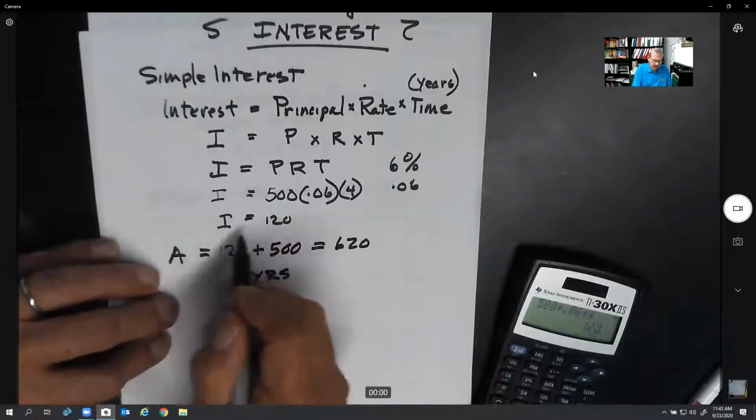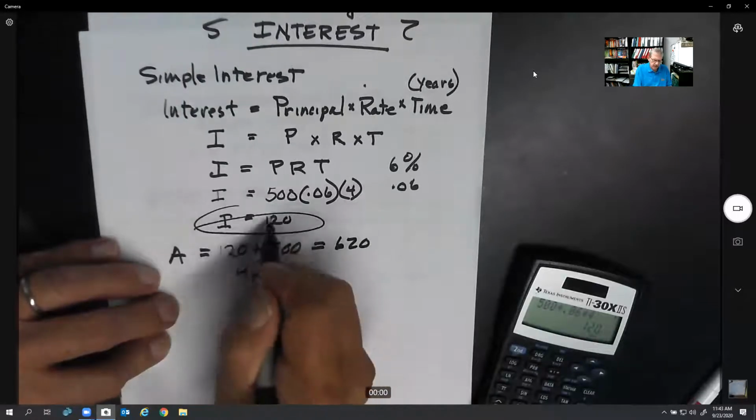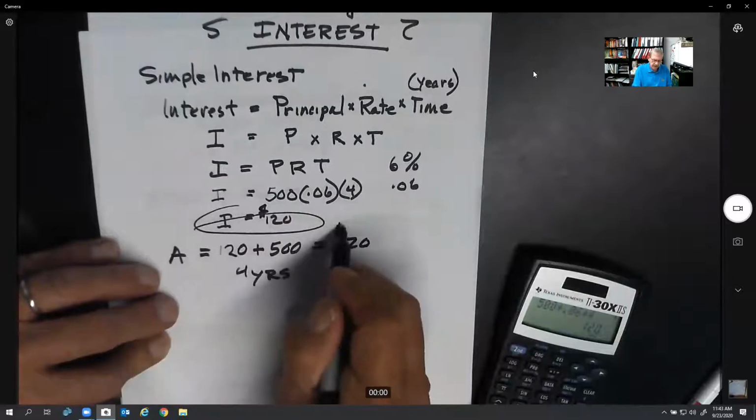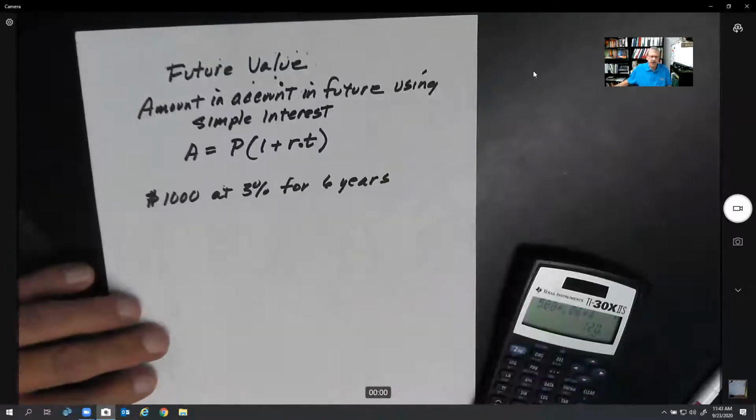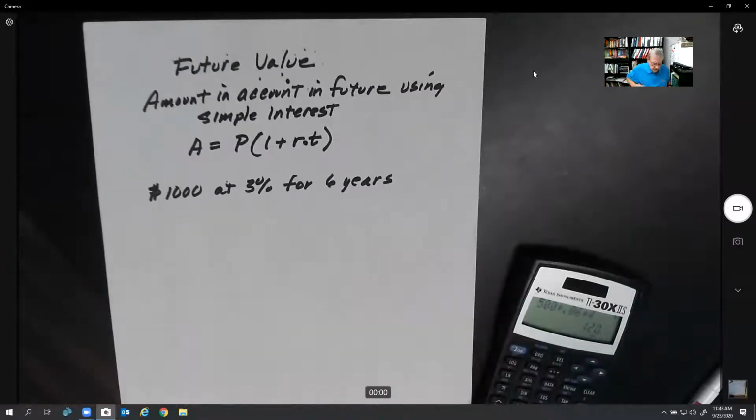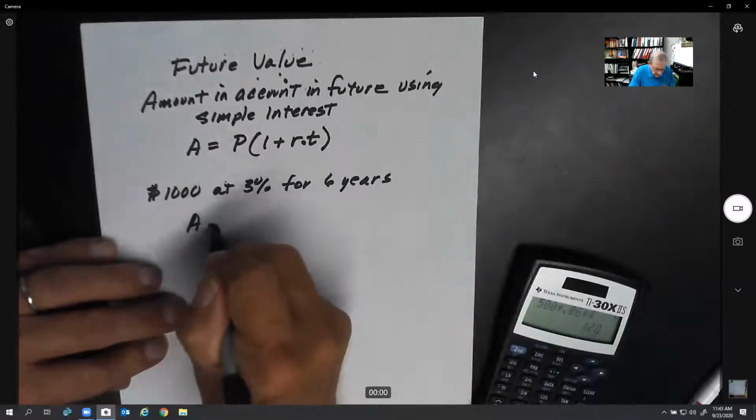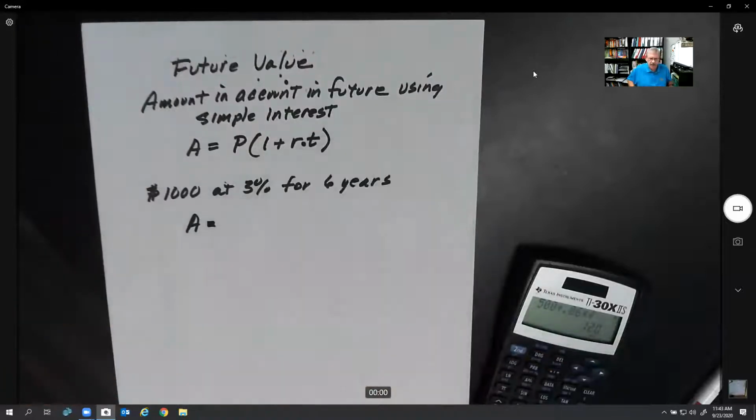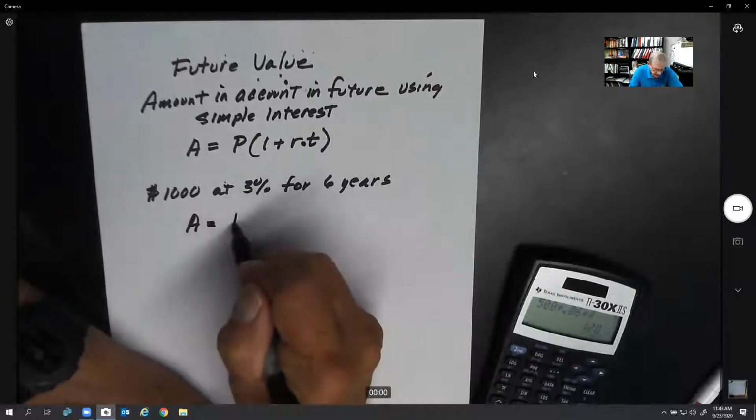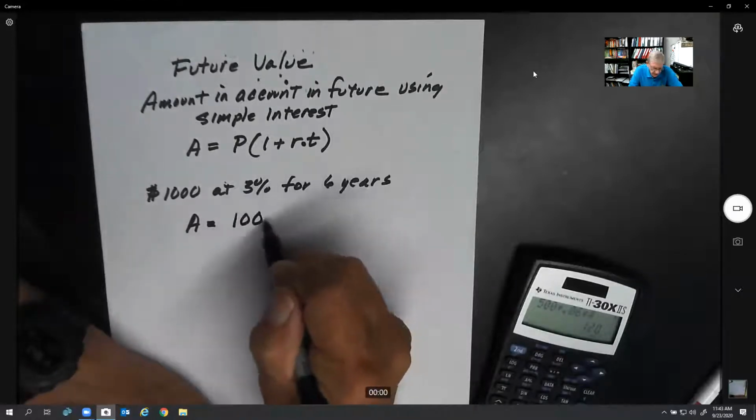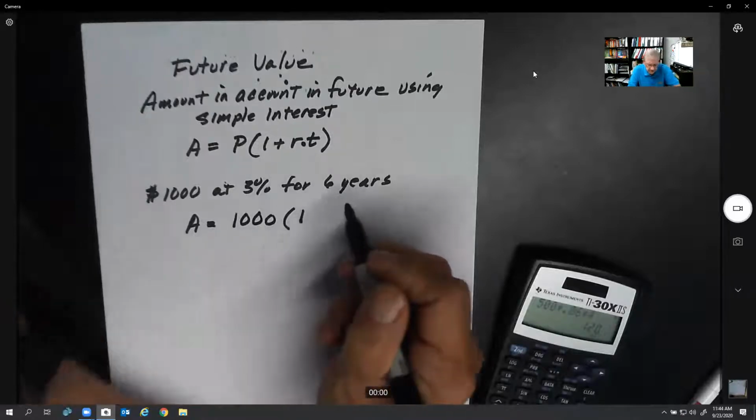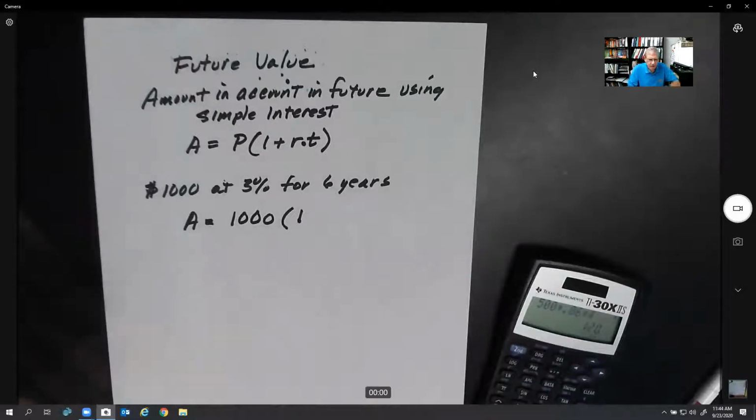So we had to do it in 2 steps: figure out the interest, which was money, and then find the amount. This formula allows you to do it in just 1 step. It adds, multiplies, and does all that at the same time. The principal that you're putting in is $1,000, and the 1 is just part of the formula.